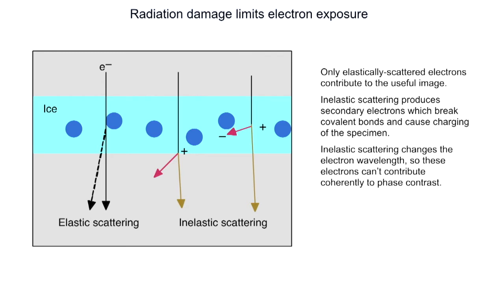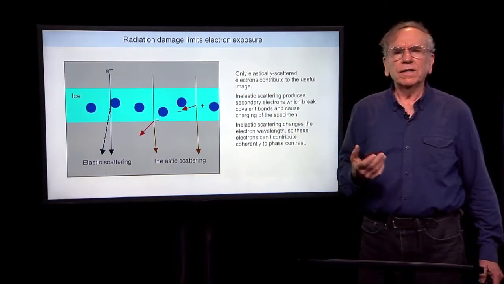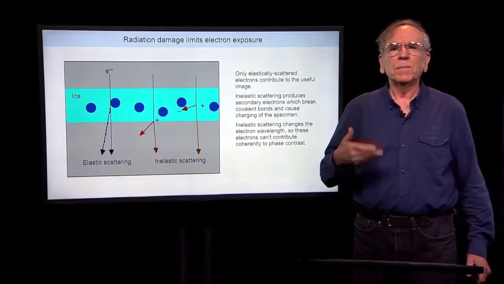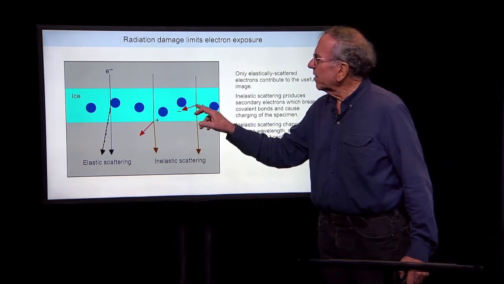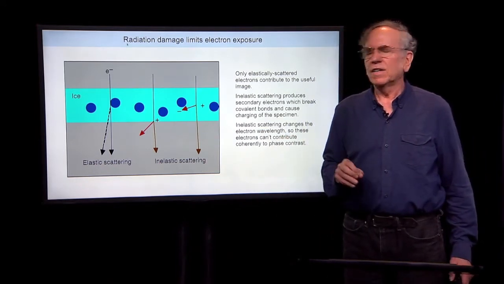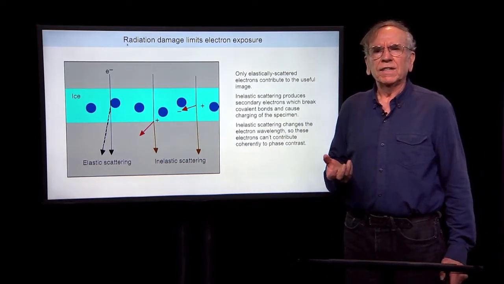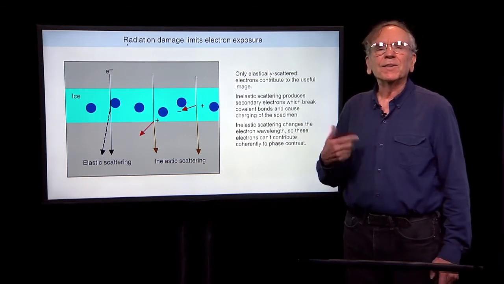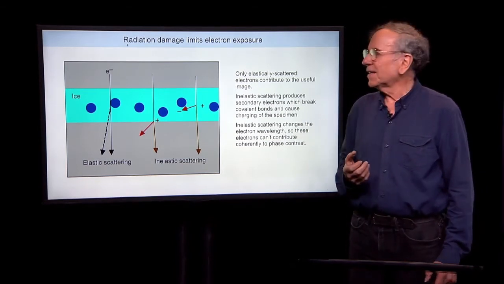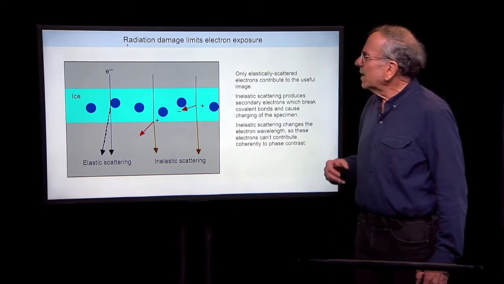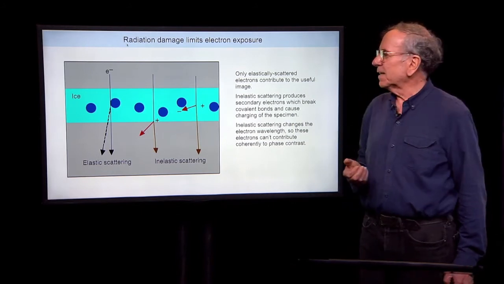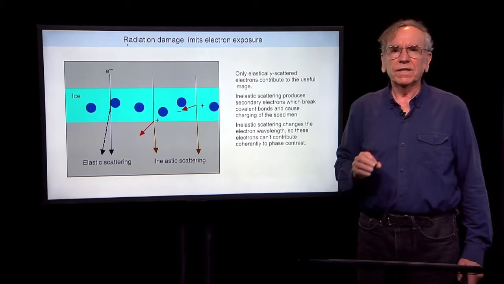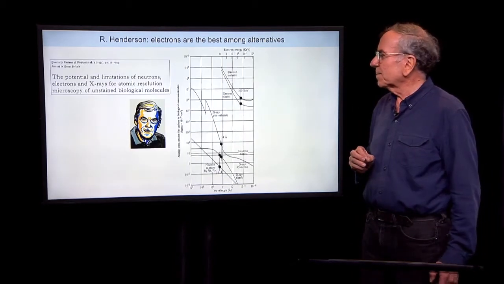And there is so-called inelastic scattering, where an incident electron interacts with another electron in the specimen and knocks that electron, for example, out of the orbital of one of the atoms. And this secondary electron can then move through the specimen and cause damage, breaking covalent bonds and basically starting to incinerate the macromolecule that we're trying to take pictures of. And unfortunately, inelastic scattering events occur more often than elastic scattering events. It's the elastic scattering events which are the ones that are going to give us our images.